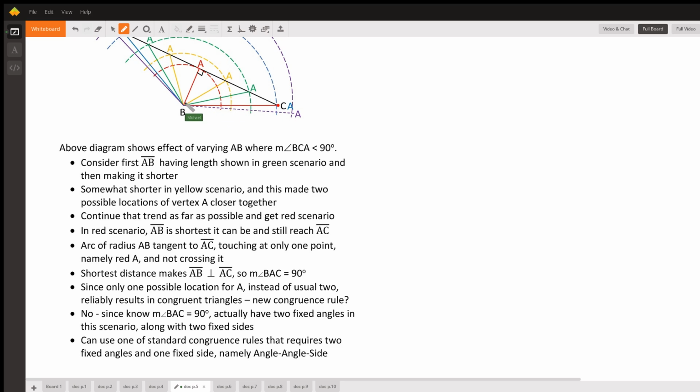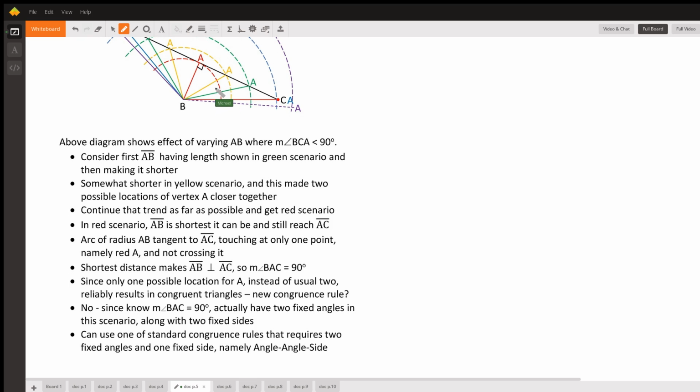But we don't need a new rule for that because we have an additional angle. So we now have two fixed angles and two fixed sides. If we use just either one of those sides, we could go angle, angle, side. And so we don't need a new rule. We just need to recognize that under these circumstances, there's a rule that's already accepted, already known, that we could invoke.